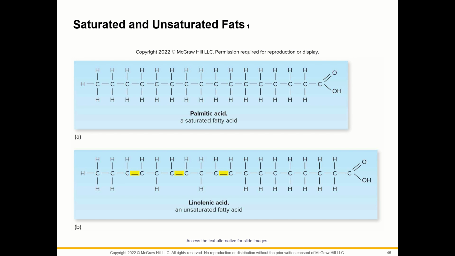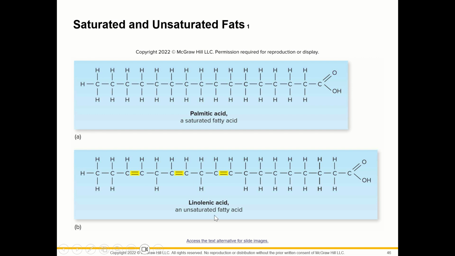Figure 2.18 shows the structural formulas for fatty acids. In A, the formula for saturated fatty acids with the single bonds, and so this would be straight across and solid at room temperature. And then B is showing where the double bonds are, and those are the points of unsaturation, and they're highlighted in yellow. And so we call these the unsaturated fatty acids.